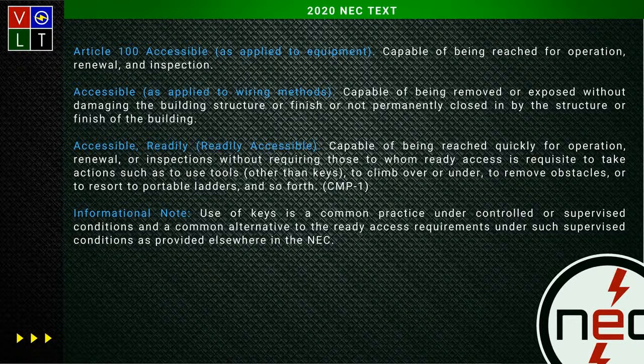Now, the informational note that's there, they talk about the use of keys is a common practice. And this is where you're under controlled or supervised conditions. And this is basically an alternative to the ready access requirements that are under supervised conditions that are in other articles of the National Electrical Code, or should I say other sections, really. And you have to just sort of take a look at this and make a decision on this. What are you going to consider to be readily accessible?